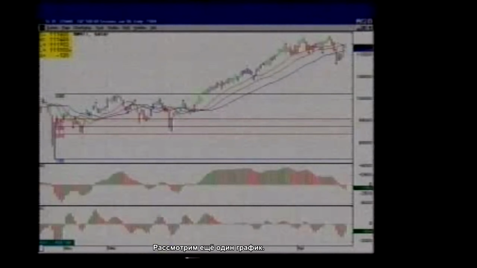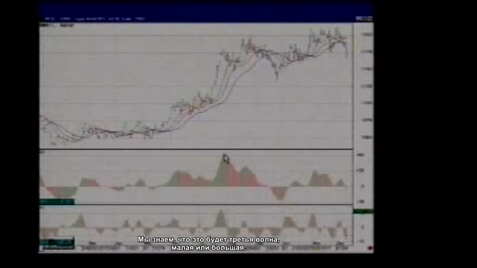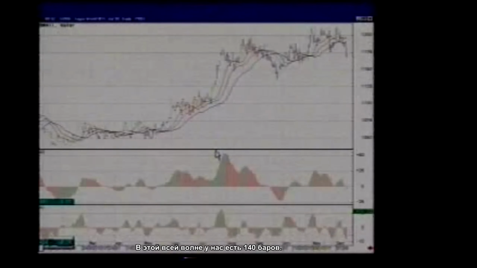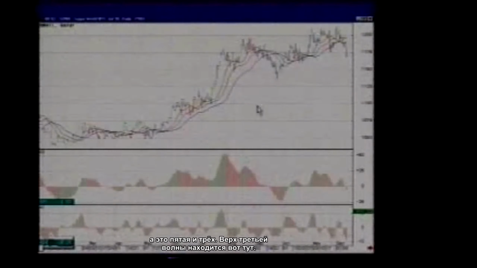Let's look at one more chart, and this chart also is an aggressive move up. When we look at any chart, the first thing I look at is that peak. We know that's going to be a wave 3 of one degree or another, and we have 140 bars on this total wave count up here. So we know that that is wave 3. Now again, since this did not cross 0, we know that that's 3 of 3, that is 5 of 3. So the actual top of wave 3 is here.